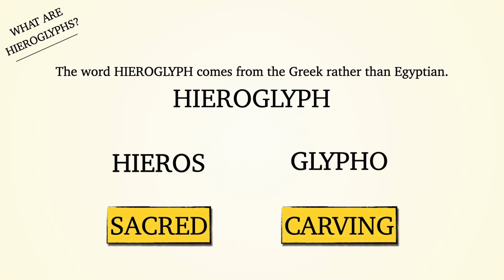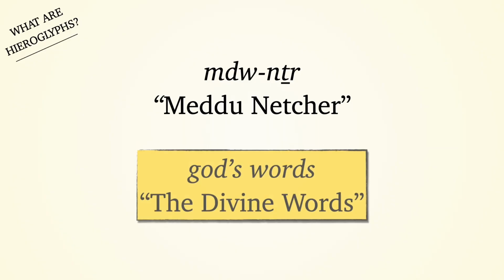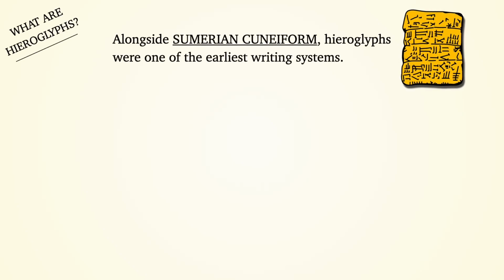And indeed the primary use of hieroglyphs is to be found in sacred contexts. They adorn tombs and monuments and could be found painted on the papyrus of important, official and religious texts. To the Egyptians they were medu necher, God's words or divine words, and, alongside Sumerian cuneiform, they are one of the earliest writing systems that humans developed.